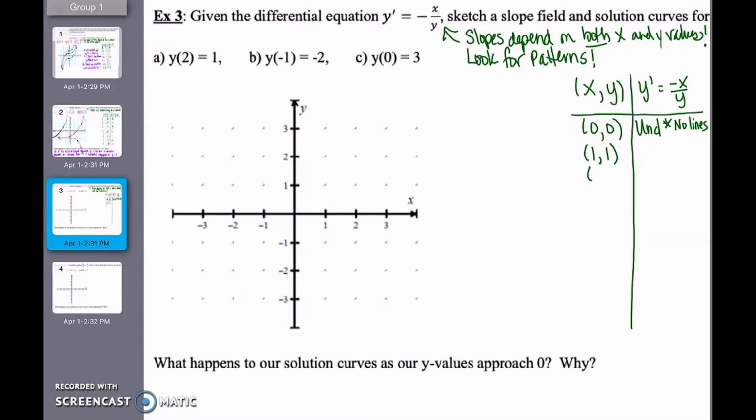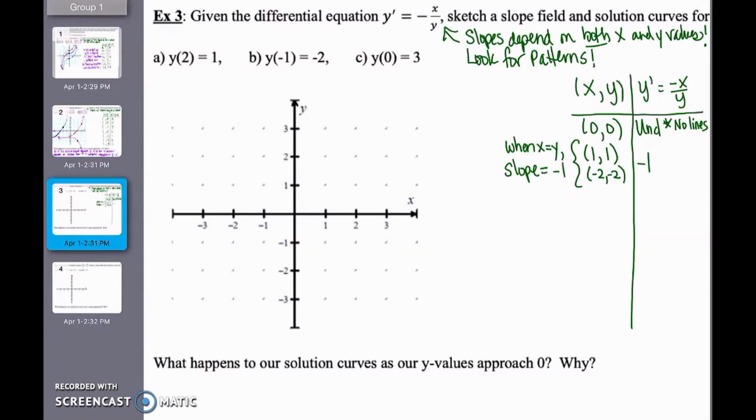So when x is equal to y, so like if it's (1, 1), or if it's (-2, -2), it doesn't matter. Basically, the idea here is when x equals y, my slope is going to equal -1.